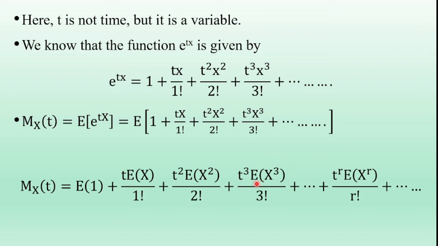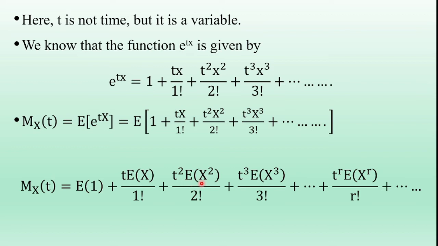Now here the small t is not a time, but it is a variable, so it is a constant. So expectation of tx: using the properties of expectation, expectation of ax is a into expectation of x. So using that property, expectation of tx is t into expectation of x.